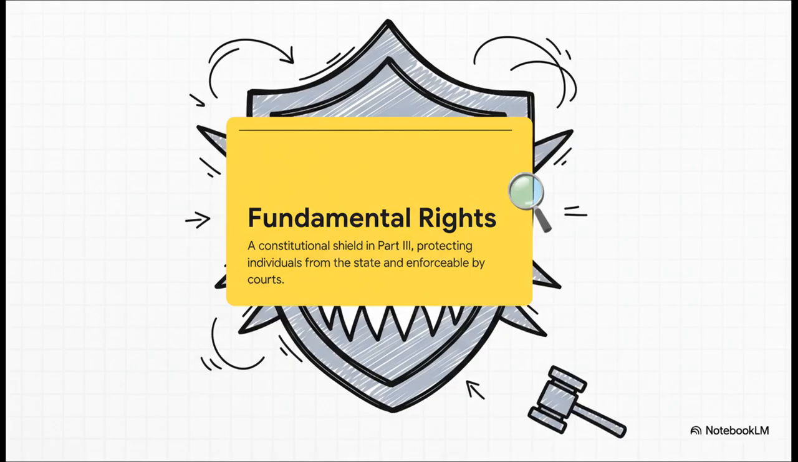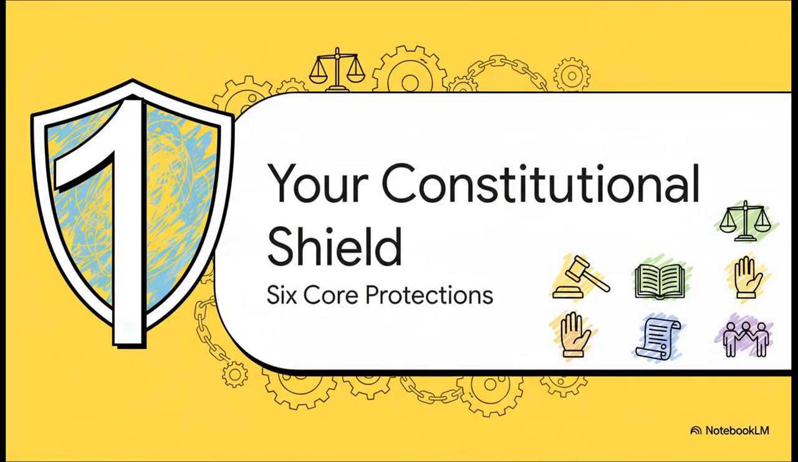And here's the best part. This shield is justiciable. Now, that's a key word. It just means that if someone messes with your rights, you can actually go to court to enforce them. See, it's a shield with teeth. So if we have this constitutional shield, what's it actually made of? Let's break it down and see what we're working with.